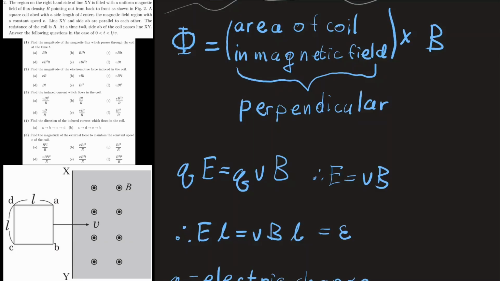The resistance of the coil is R. At a time t equals 0, side AB of the coil passes a line XY. Answer the following questions in the case of 0 is less than t is less than L over V. So this is a question about magnetic fields.